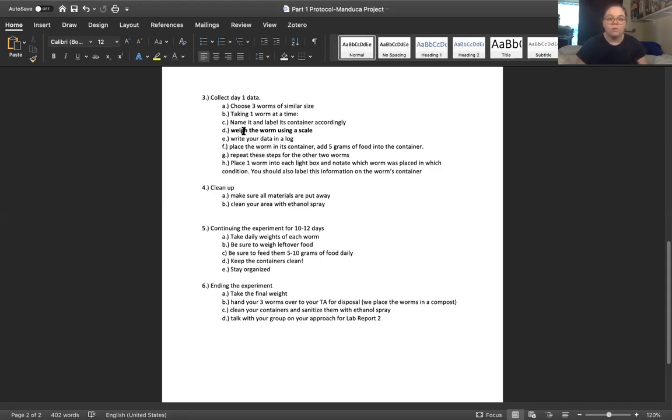And after you've named the worm, you would use a scale to weigh the worm, right? So let's say you got 3 grams for the very first day, and you'd write that in a log. Now there is a log inside your lab manual. I'm not sure what page it is. I want to say like 68 or something like that. But you can follow along.